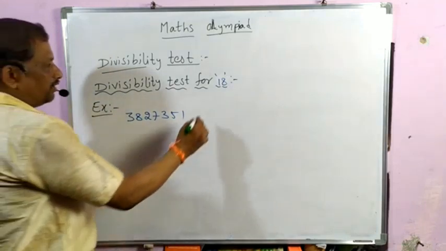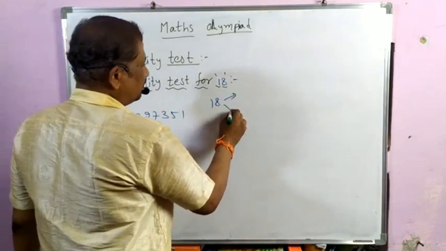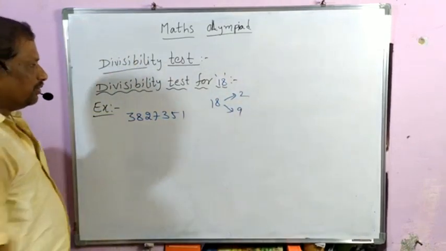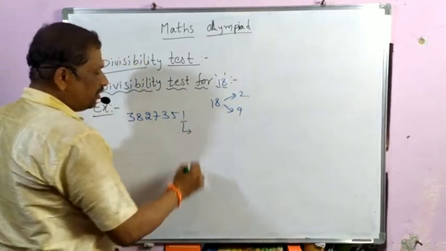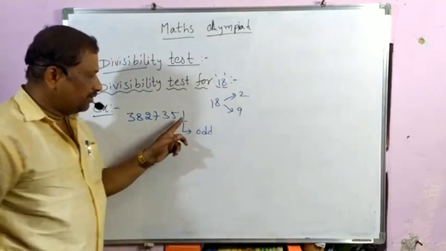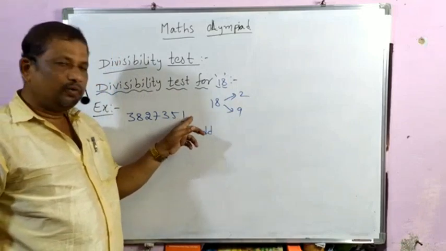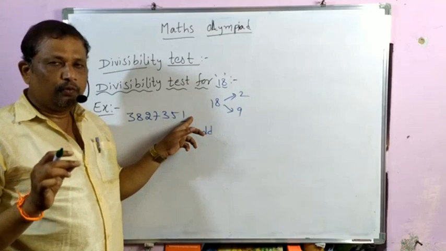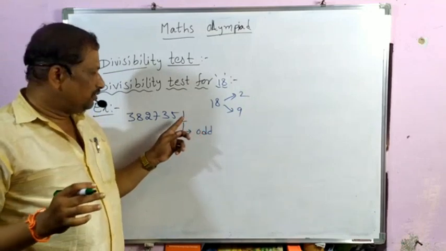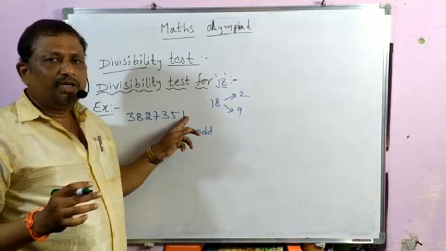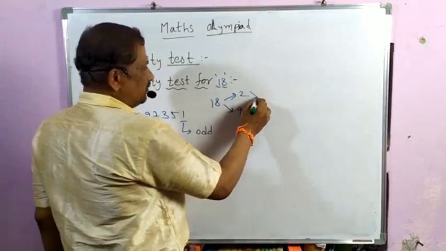What are the factors of 18? 2 and 9. So first, the divisibility test for 2. If the last digit is even, the number is a multiple of 2. Here it is an odd number, so it is not even and not a multiple of 2. The multiples of 2 end in 0, 2, 4, 6, 8. So this one is an odd number, so it is not divisible by 2. So the first case has failed.